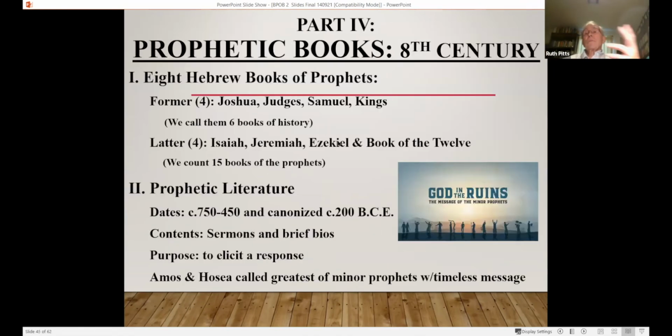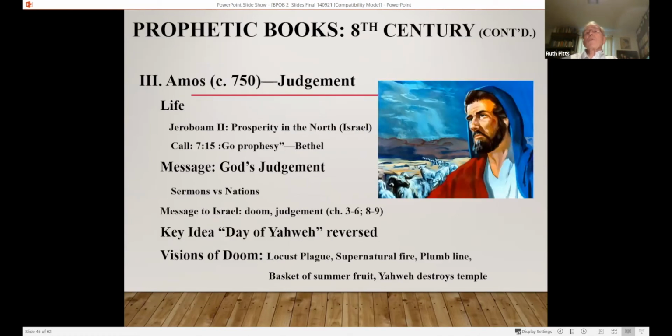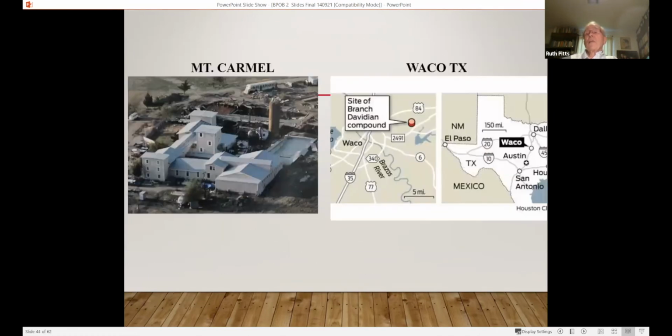So again, the whole idea is a point where you have true religion and false religion competing with one another. All right, let's move on.